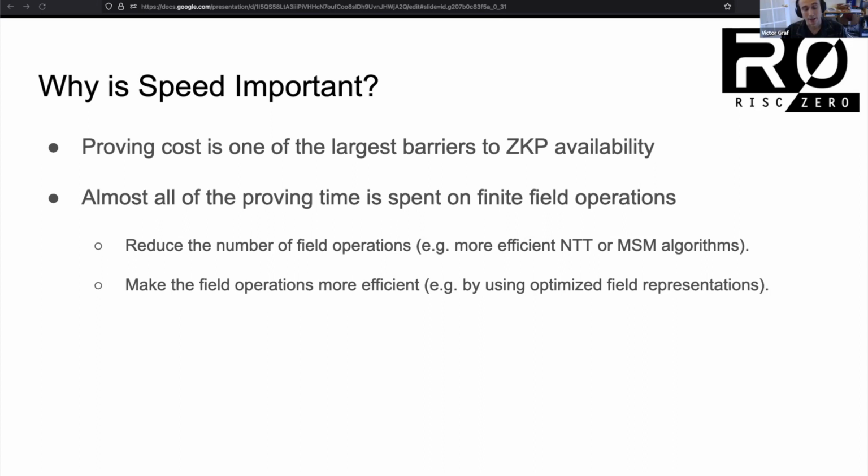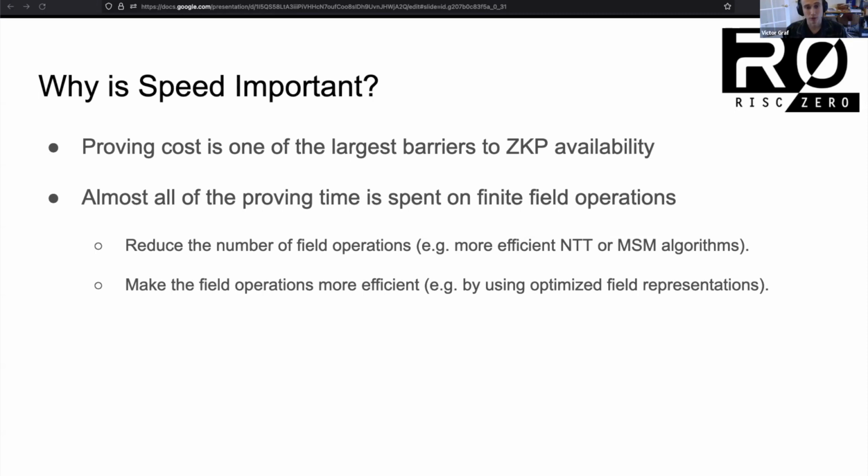But additionally, you're always going to have to use these basic operations. And if you can make your multiplication two cycles faster on your CPU, that little tiny win gets multiplied over the hundreds of thousands, millions, into billions of operations you're going to have to do over the course of a large NTT or a large MSM operation.